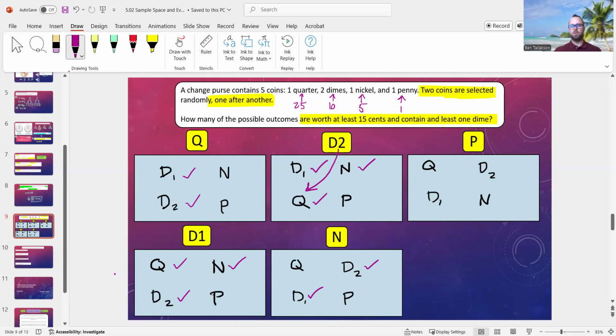Dime and a quarter, that is 35 cents, and there's a dime included. Dime and a dime, there's at least 1 dime included, and that is 20 cents, which is over 15. Dime and a nickel is exactly 15. Well, remember it said at least 15, so we'll take it. You could look through the rest and verify, but we want to answer this. How many? Well, we need to add up all of the checks, and you'll see there are 10 in all.